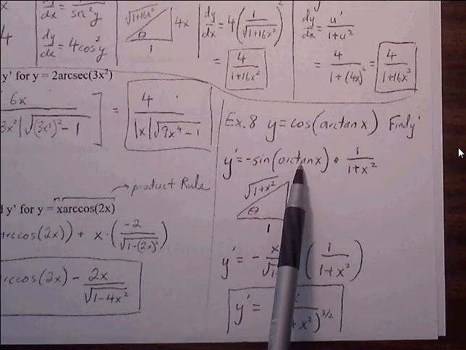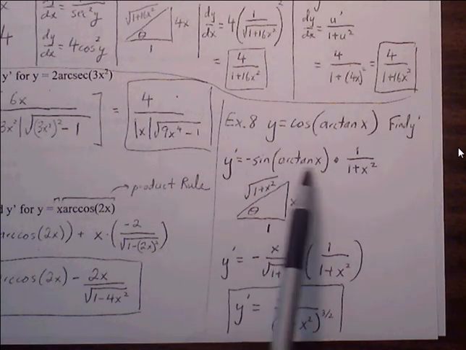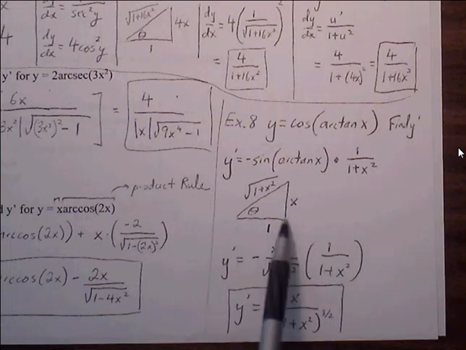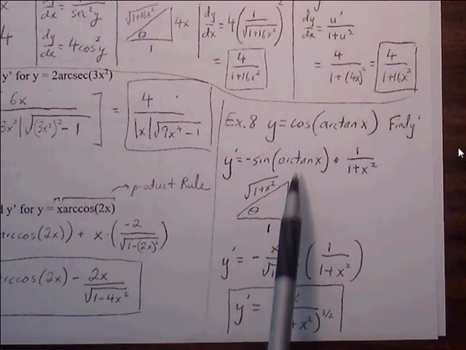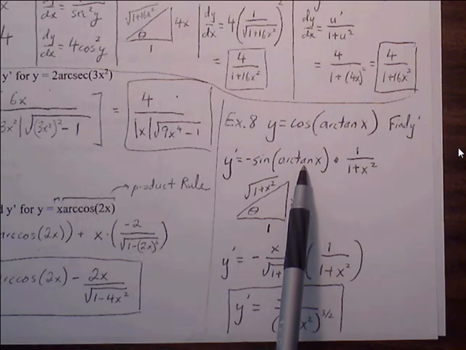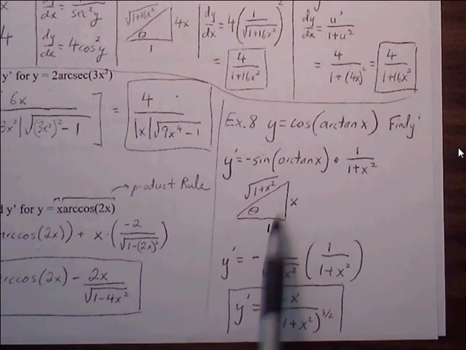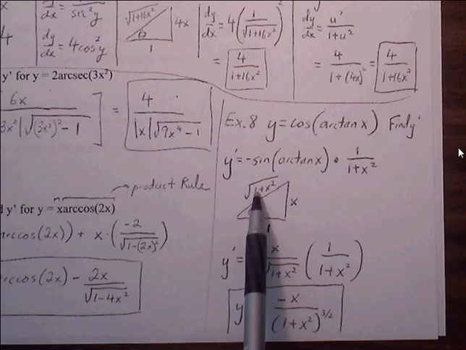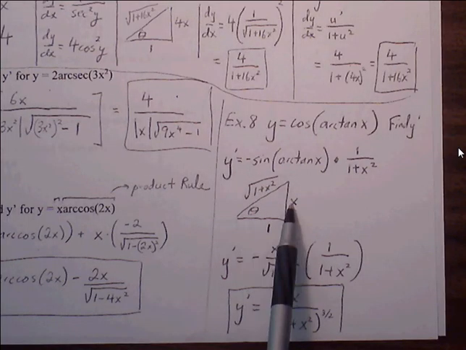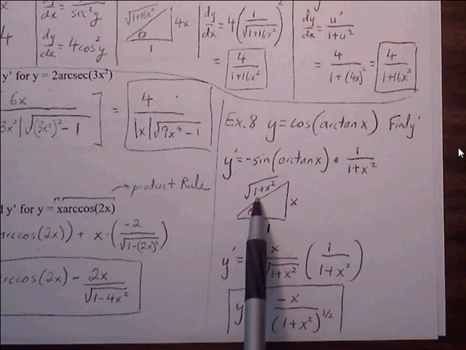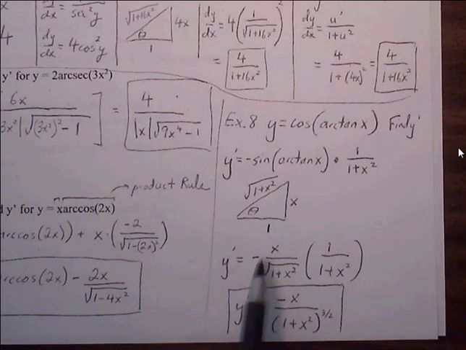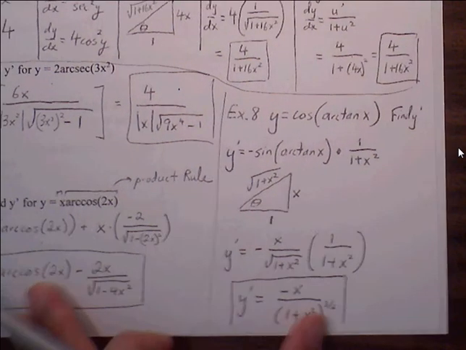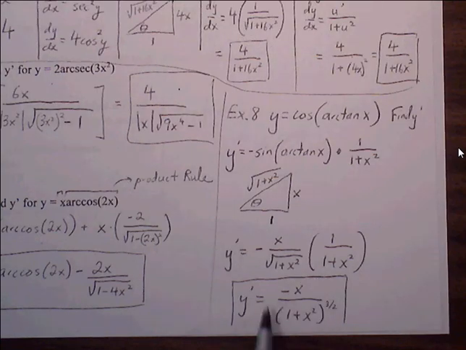Sine of arctangent of x, we can clean this up a little bit more, because arctangent of x, if we write it in terms of a triangle here, is theta. So arctangent of x is the same thing as saying tangent of theta is equal to x over 1. So opposite over adjacent. We can go through hypotenuse. To find hypotenuse, we can go through the Pythagorean theorem. So square root of 1 plus x squared. Now the sine of theta is just going to be opposite over hypotenuse. So x over square root of 1 plus x squared. And we can combine this a bit more to make it negative x over 1 plus x squared raised to the 3/2.